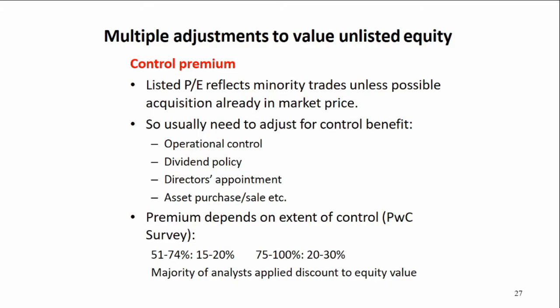According to the PwC survey, this premium will depend on the extent of control. If we are valuing a shareholding that is between 51% and 74%, they say that most companies make an adjustment for a control premium between 15% to 20%. Whereas if the holding we are trying to value is between 75% and 100%, in the past, companies usually adjust the multiple between 20% and 30%. We can also note from the PwC survey that the majority of analysts applied this discount to the equity value. However, this is different to the RTC approach, and the RTC approach actually makes this adjustment to the multiple.